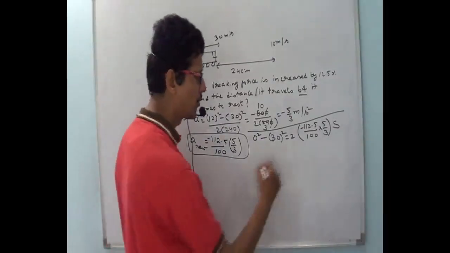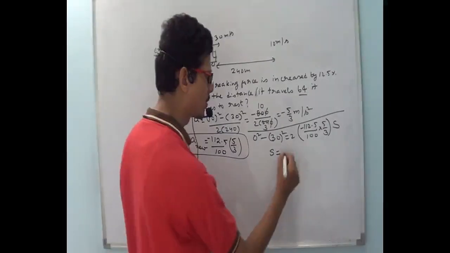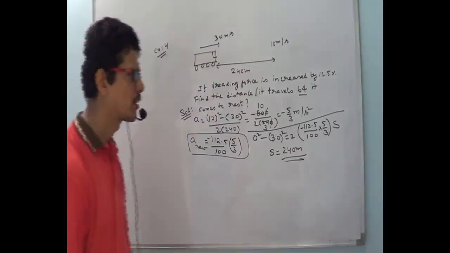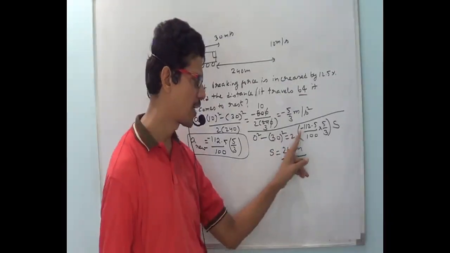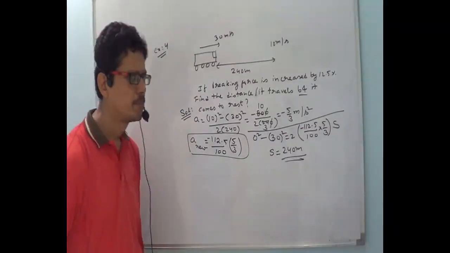Okay. If you calculate this s, you will get 240 meters. That is the answer. On both the sides, minus will get cancelled. Note down this.